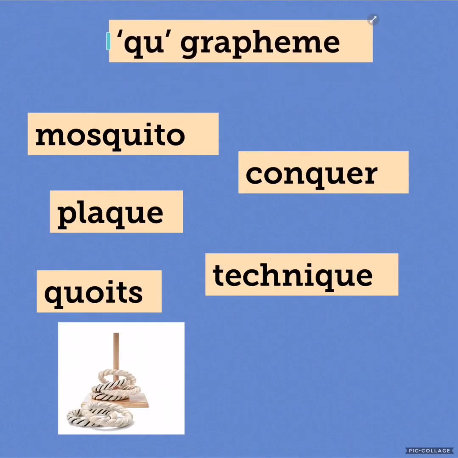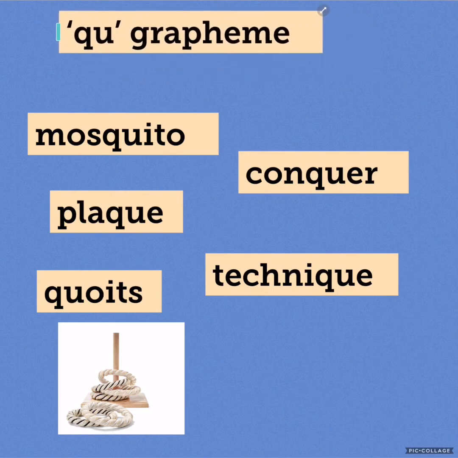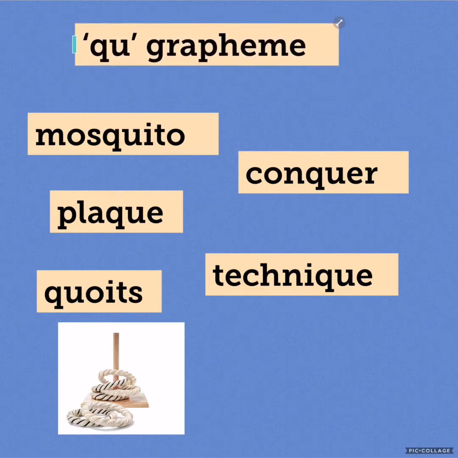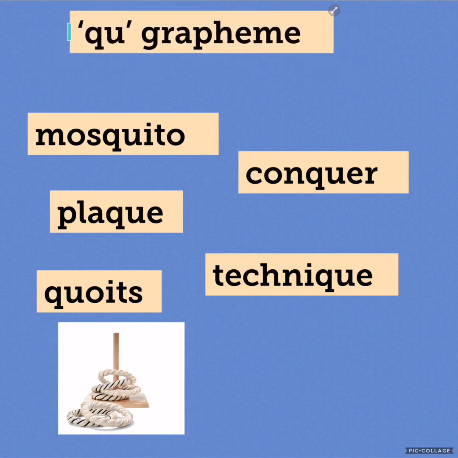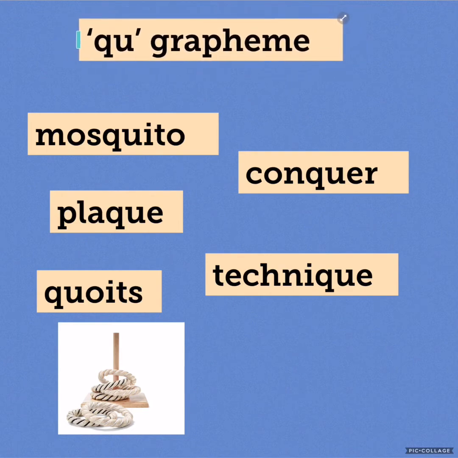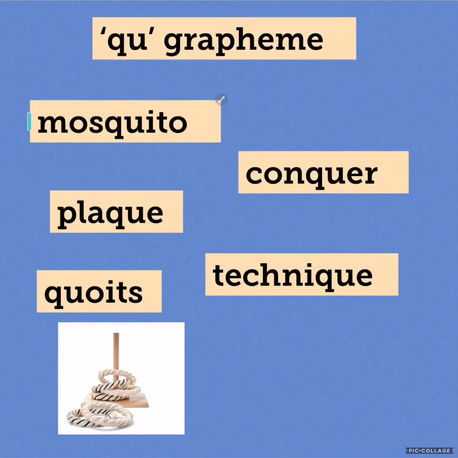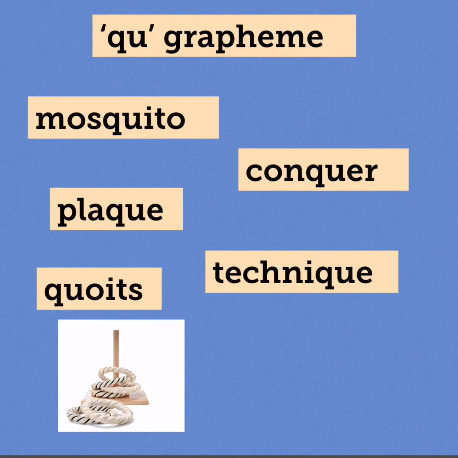Okay, sometimes in English, the K phoneme is represented by the letters Q and U. So the QU grapheme can sometimes represent that K sound. For example, this word here, we get them a lot in Brunei. They're super annoying. Of course, it's a mosquito. And the letters Q and U represent that K sound in mosquito.